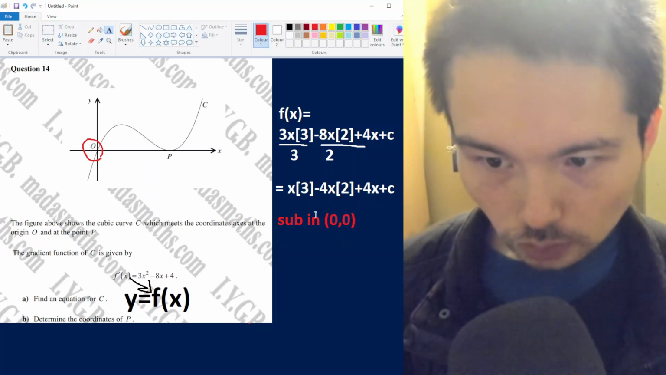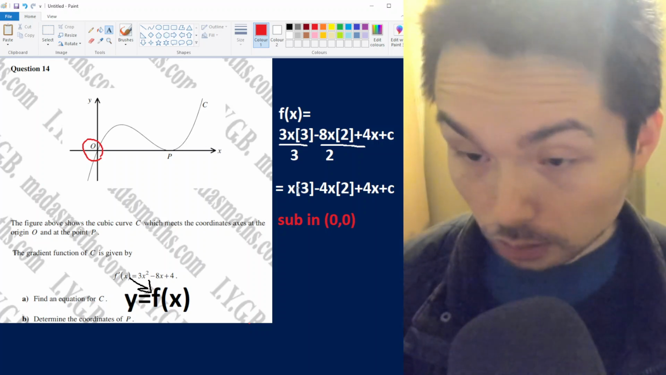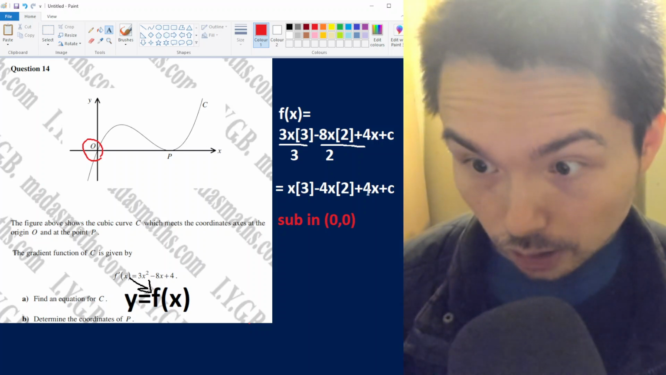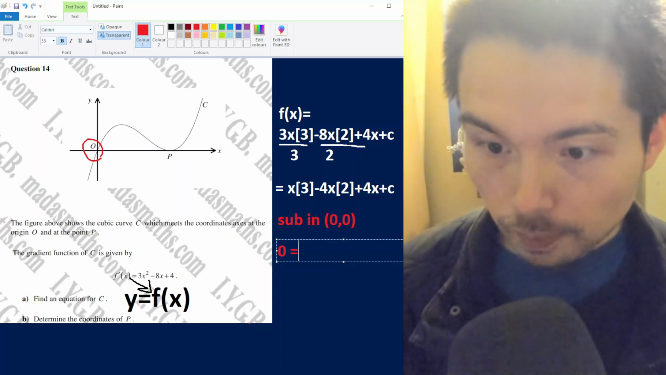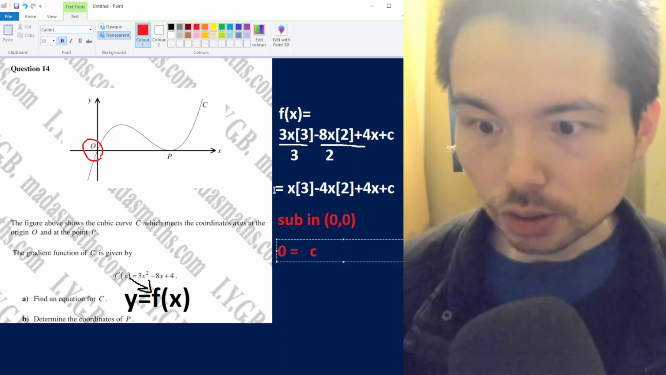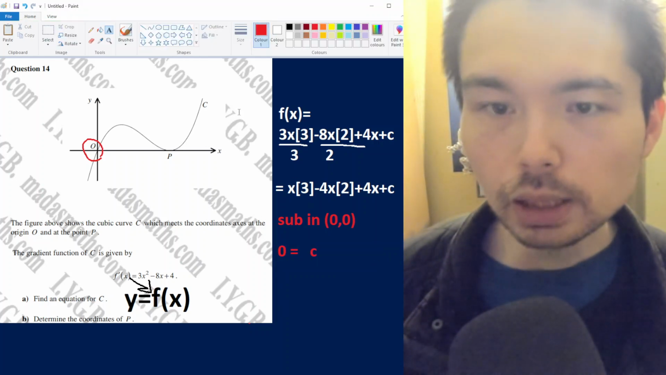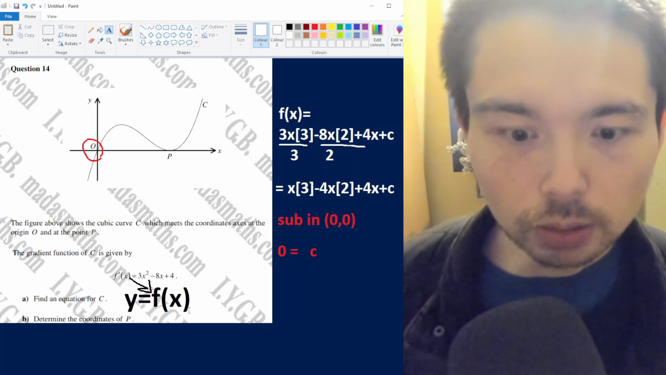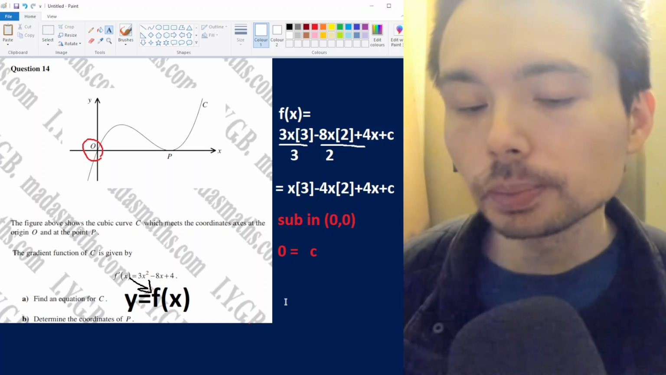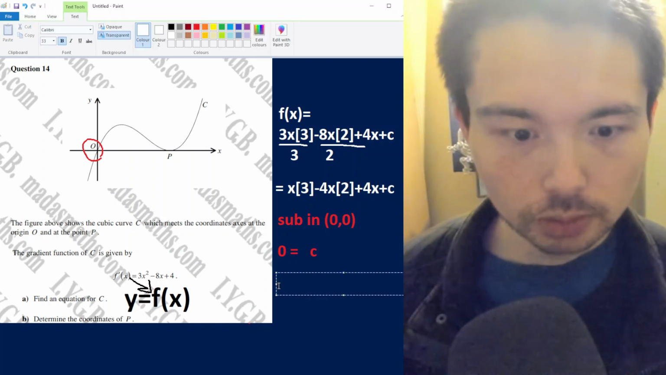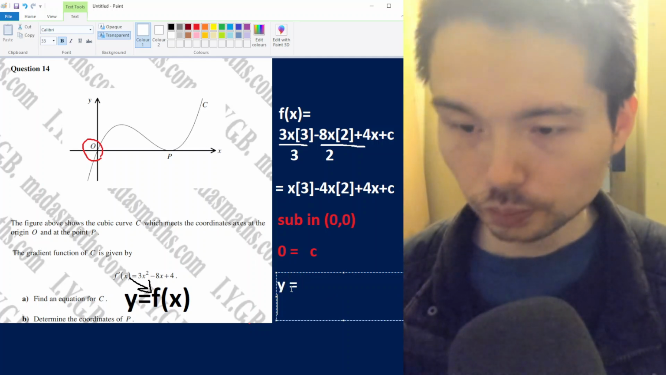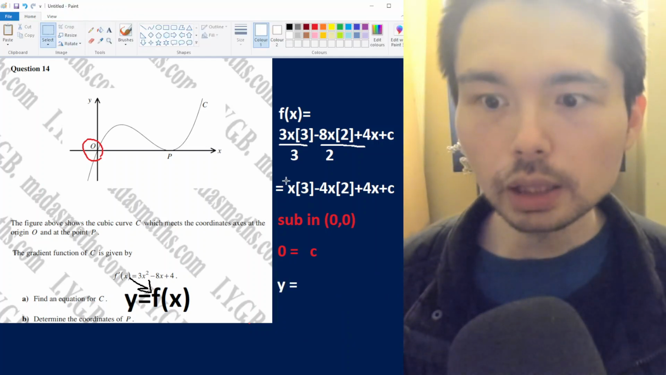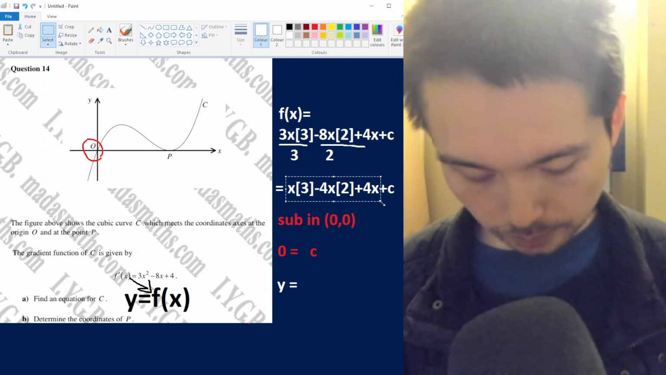So then, if you put in 0 here, well, they all become 0. 0, 0. So C is 0. It's just a string of zeros, really. So that means 0 is equal to C. So our final answer will be that. Let's just write it fully. That will be the answer for part A. So the equation for C, y is equal to x cubed minus 4x squared plus 4x.